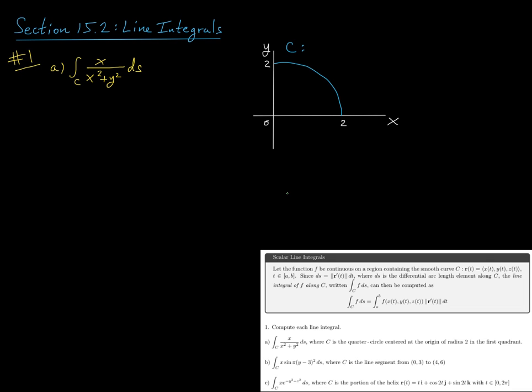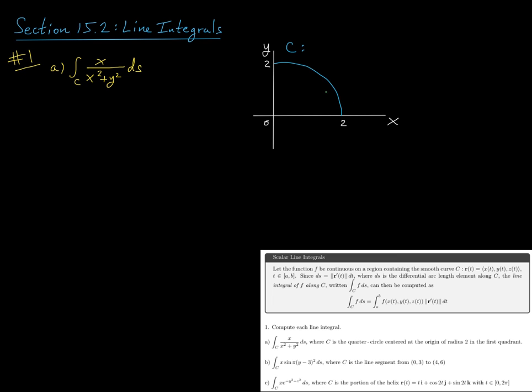All right, now that we've defined the idea of a scalar line integral of a function over a curve, let's go ahead and look at some examples. So question 1 on the worksheet says compute each line integral. In part A, we're looking at the integral of the function x over x squared plus y squared over the curve C, which is the quarter circle centered at the origin of radius 2 in the first quadrant.